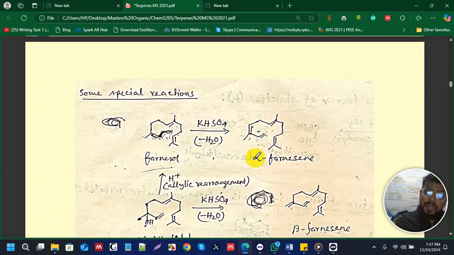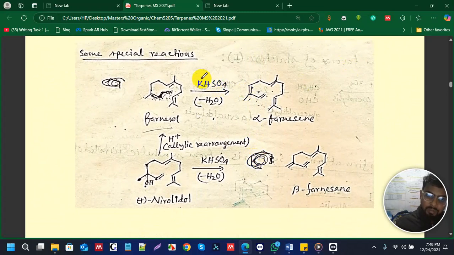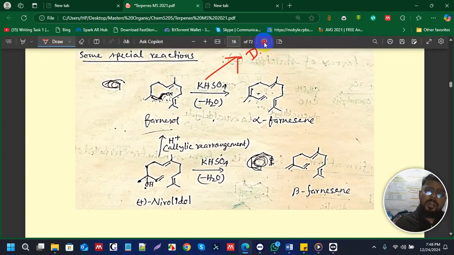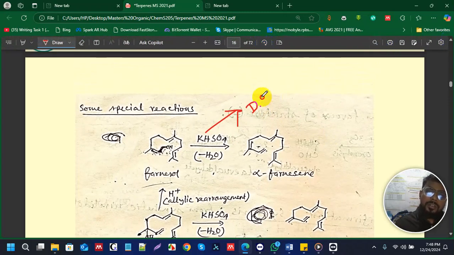So some special reactions, if you'd like to give some reactions of farnesol: potassium hydrogen sulfate works as a dehydrating agent. Dehydrating agent means this potassium hydrogen sulfate will be able to eliminate water molecules. As it will be able to eliminate the water molecule, we can say that it is considered a dehydrating agent, because it can remove the water from the farnesol.